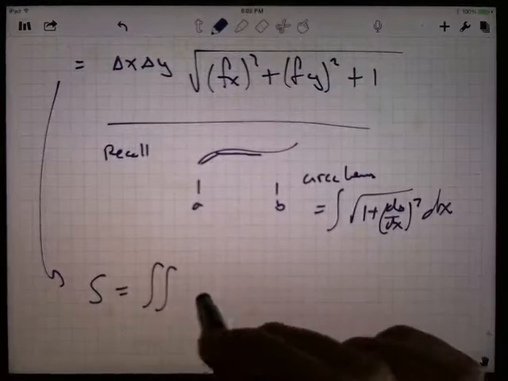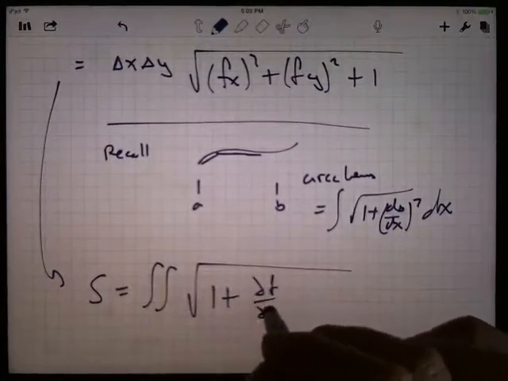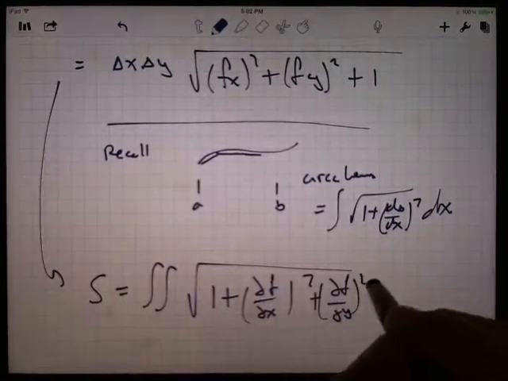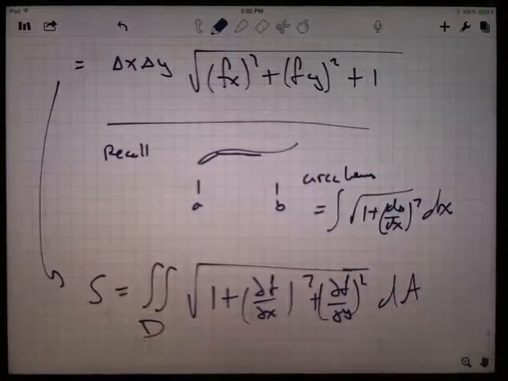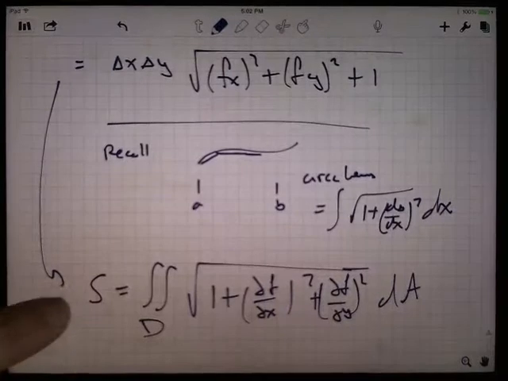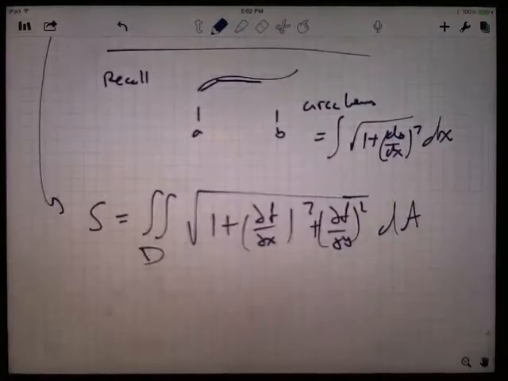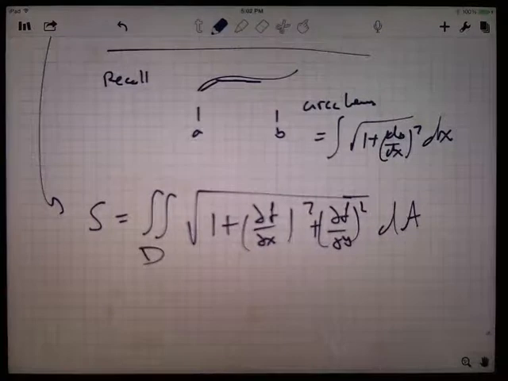So what we've got here now is that the surface area is the double integral of the square root of 1 plus the partial of f with respect to x squared plus the partial of f with respect to y squared times dA, and you integrate over the region. Right? Very much like the arc length formula, but now this is the surface area, and we've got an extra variable involved here. So this is the surface area when you have the surface described as a function of x and y. I'm going to stop this video here and do an example in the next one.